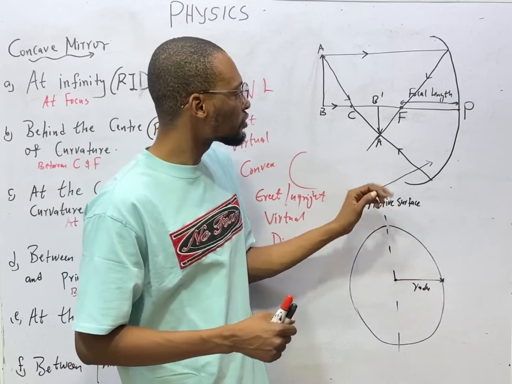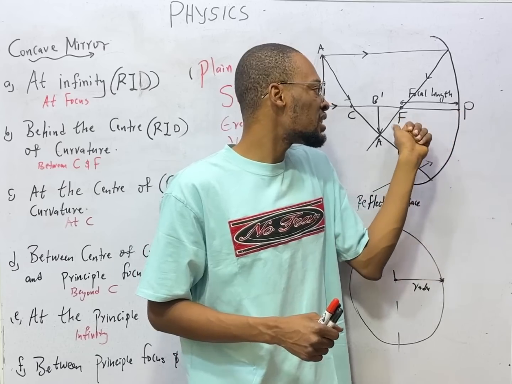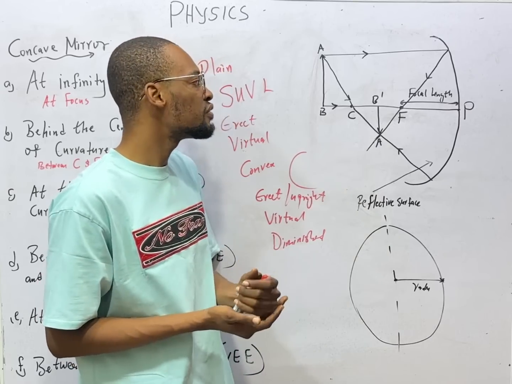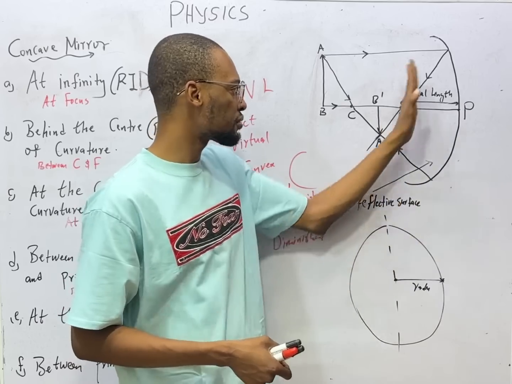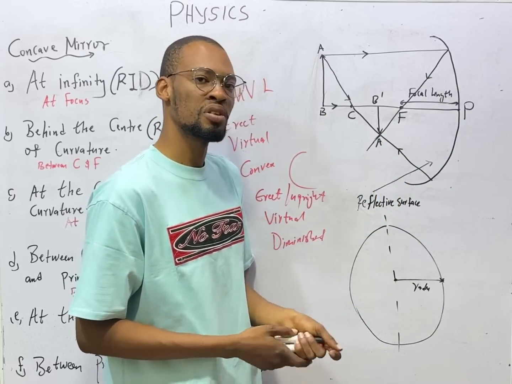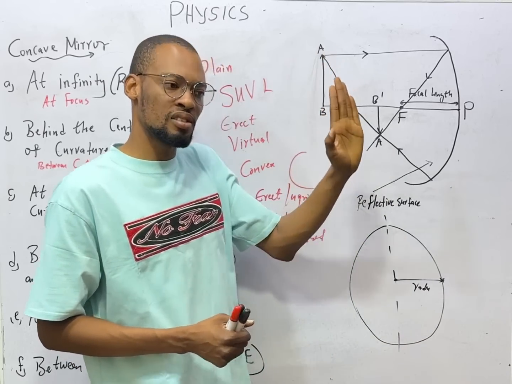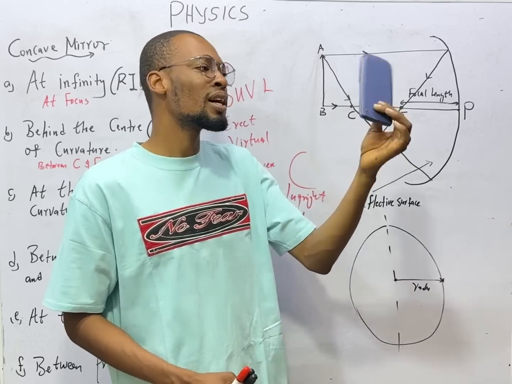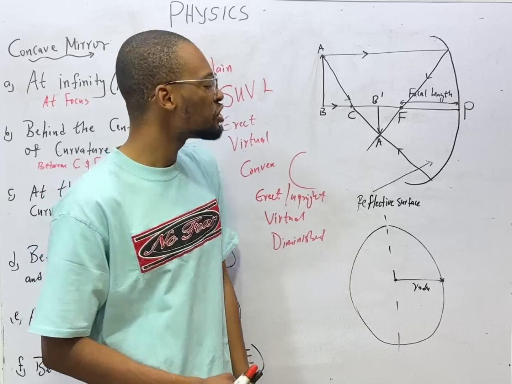What else? Between the focus and the pole is the focal length. So from this end to here, that is the length of the focus. The length of the principal focus is the focal length. And of course, this is the reflective surface. For every mirror, you have the image and you have the object. The object is what is being placed. Like I said, if I put this in front of the mirror, the one I'm holding is the object. The one that the mirror forms is the image.